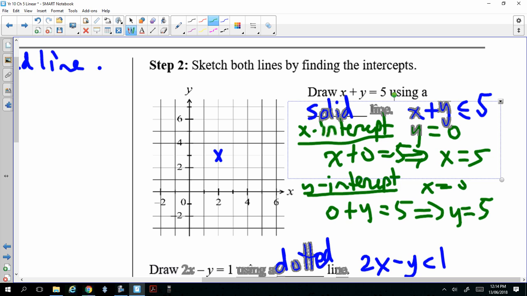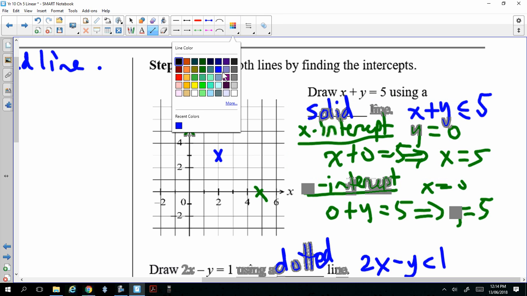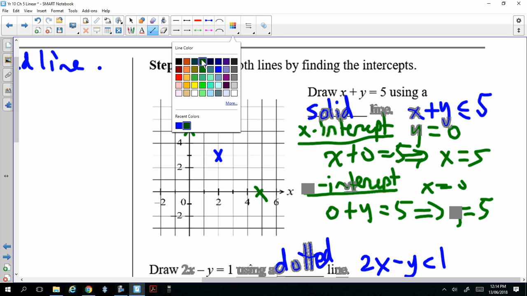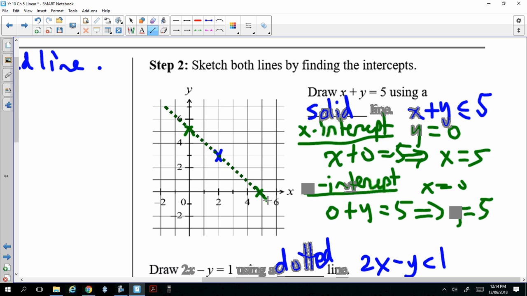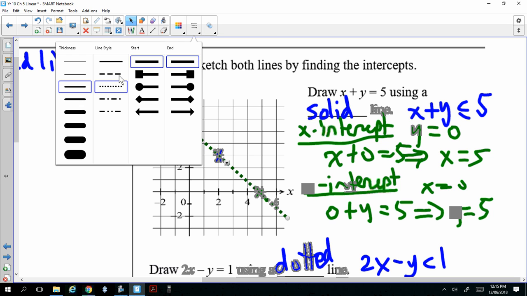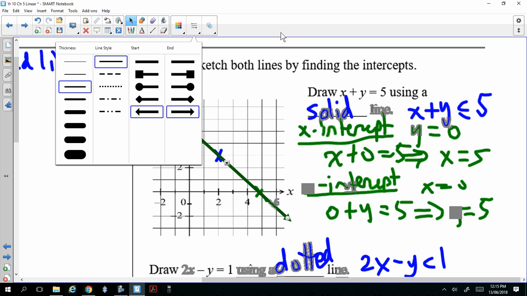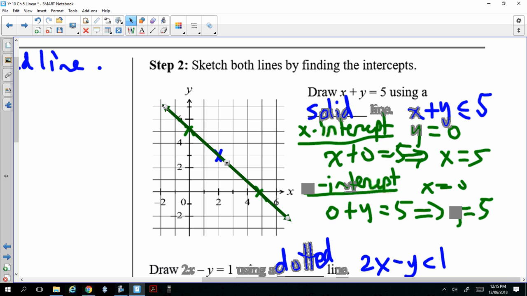Okay, so let's draw the line. I'm going to use a green pen to draw the line. It should not be a dotted line, it should be a solid line. Let's change this to a solid line like this and put arrows on both ends. Okay, so we drew this line, x plus y equals 5.